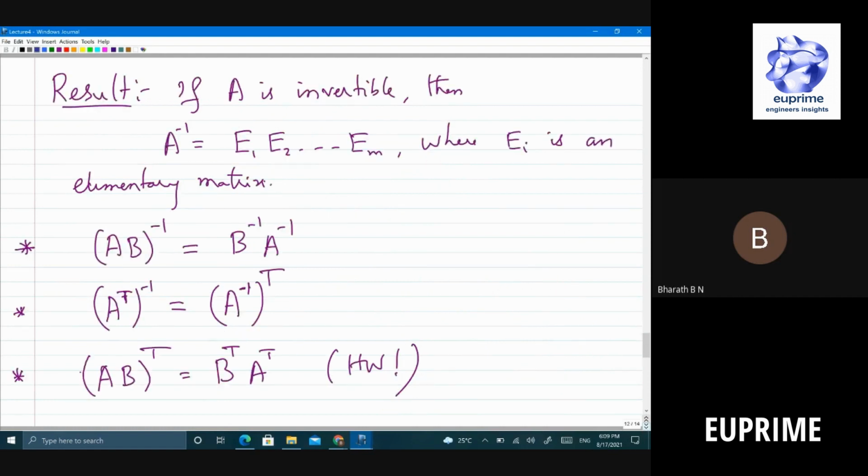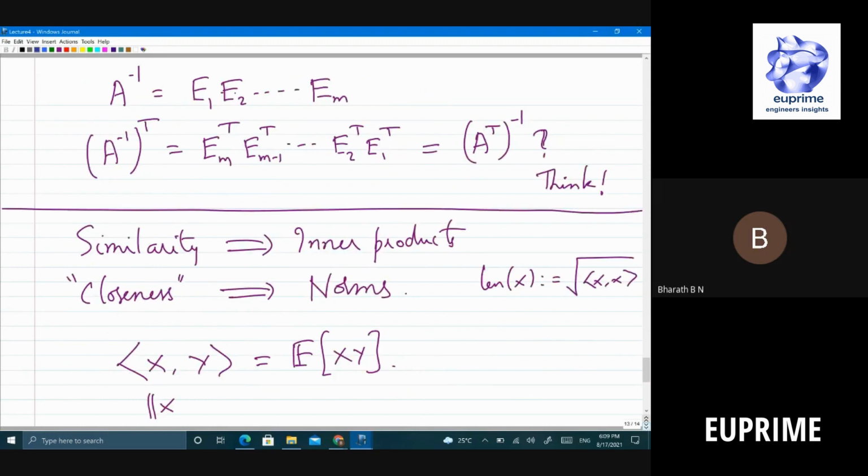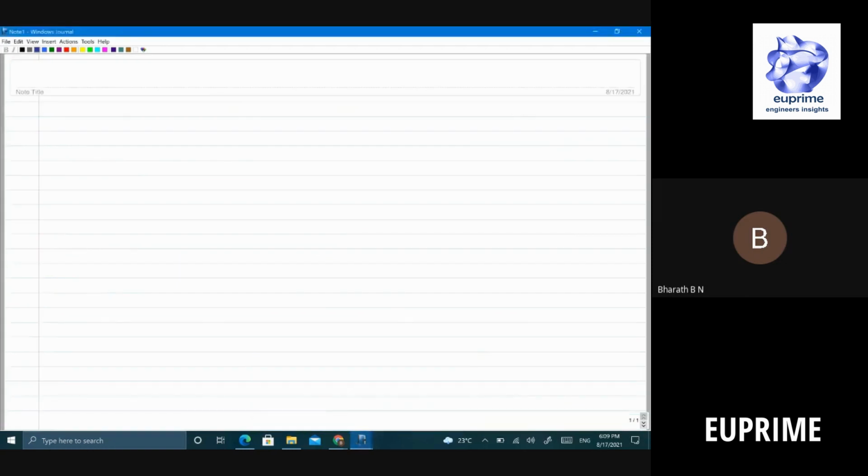And we also finally looked at a few properties of the inverse. The inverse of the product AB is B inverse A inverse, which is again easy to see. The inverse of A transpose is the transpose of A inverse, and so on. Then we briefly talked about closeness, norms, inner product, and so on. We will look at a few other things and come back to these closeness notions today. Okay, let's get started.